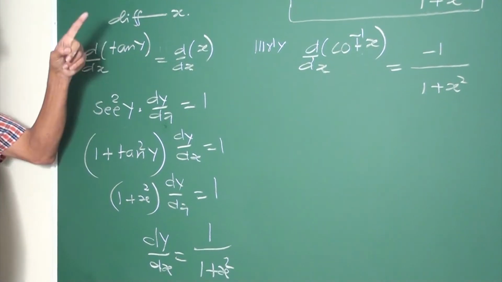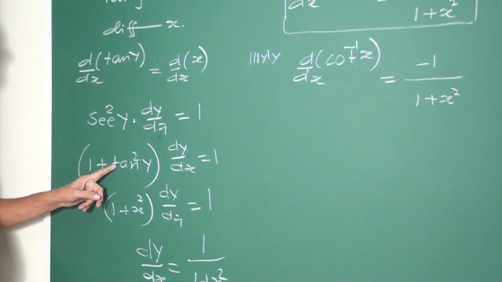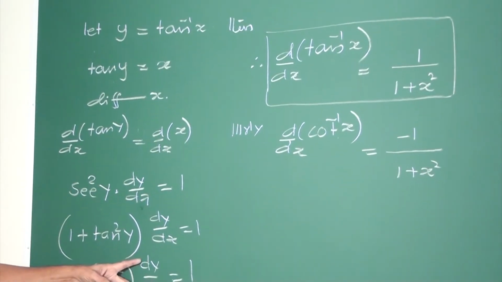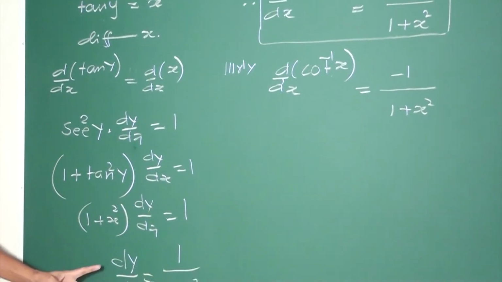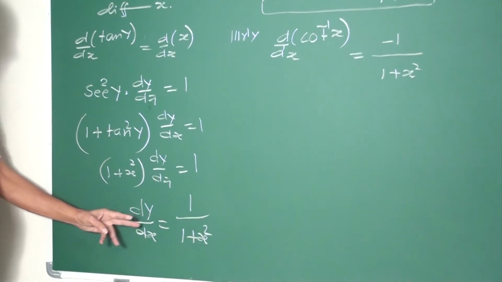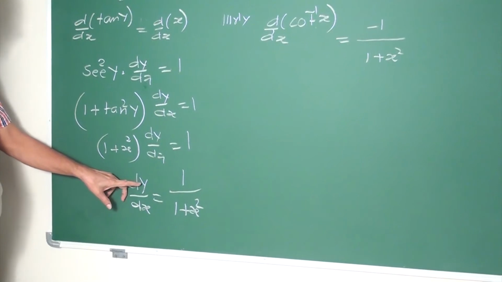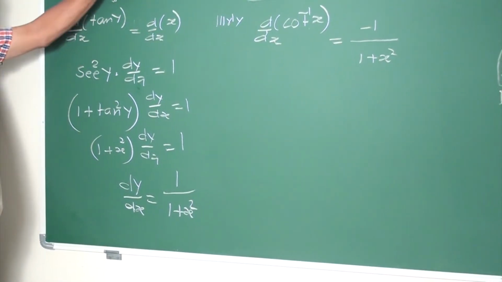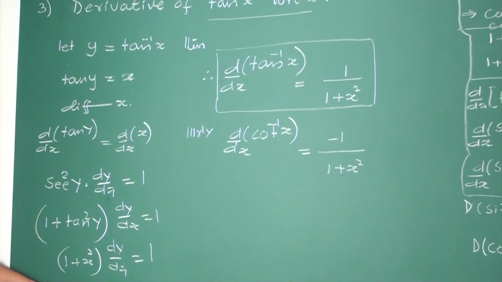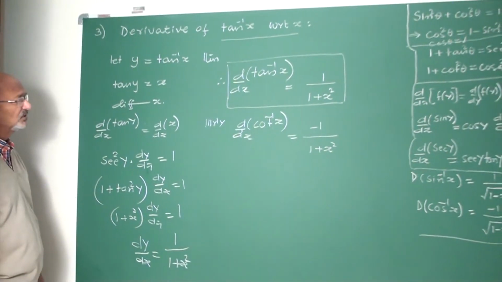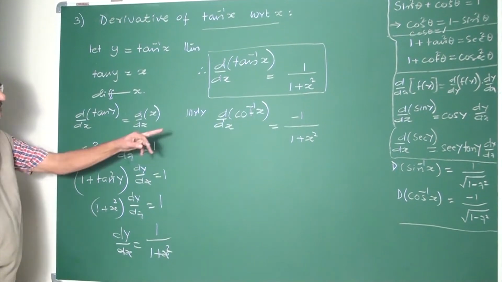Sec square, by the identity, is 1 plus tan square. The value of tan is x. So 1 plus x square into dy by dx equal to 1. Therefore, dy by dx equals 1 upon 1 plus x square. But what is y, my friend? It is tan inverse x. Therefore, the derivative of tan inverse x with respect to x is 1 upon 1 plus x square.